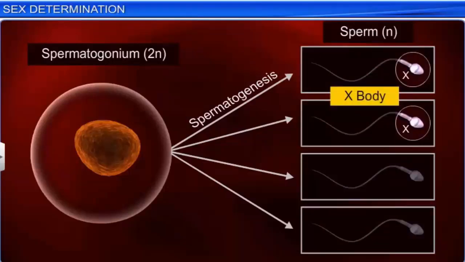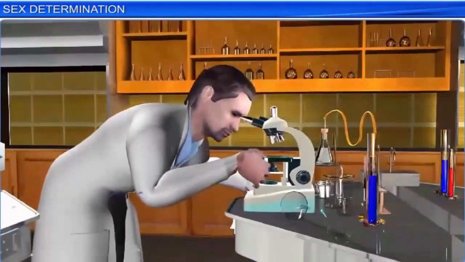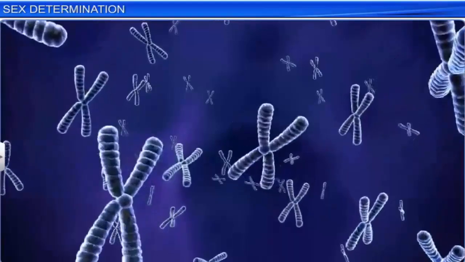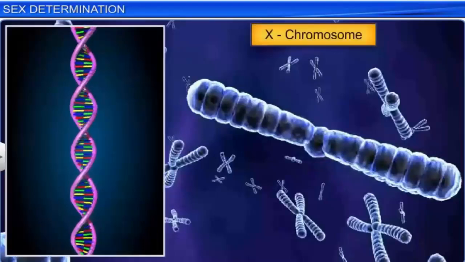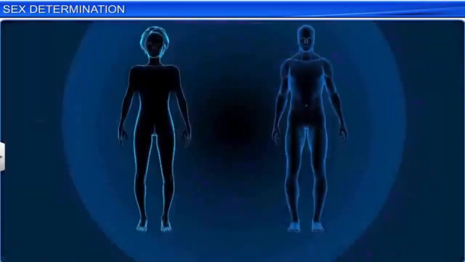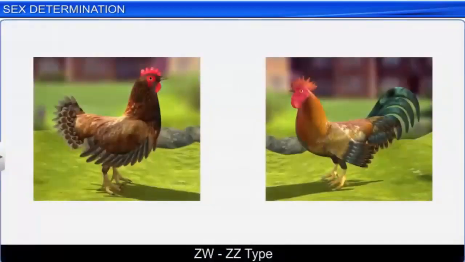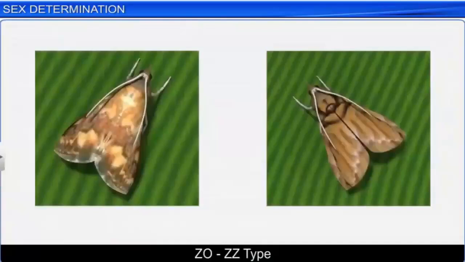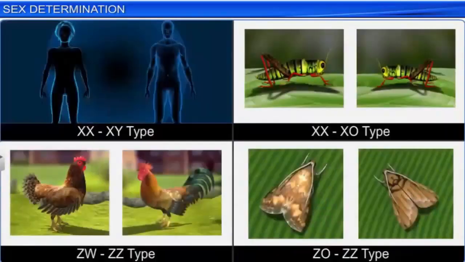Further research by several other scientists led to the conclusion that the structure was actually a chromosome, and they named it the X chromosome. Let's now take a look at a few sex determination systems, which are actually biological systems that help determine the development of sexual characteristics in an organism.